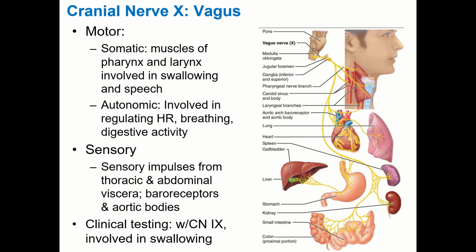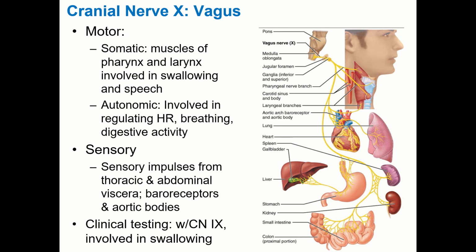From an autonomic standpoint, we'll actually talk about this nerve quite a bit more in the final chapter on the autonomic nervous system, but it's involved in regulating your heart rate, as well as your breathing rate, and again it's going to have some influence over gastric motility, so moving things through the digestive system.